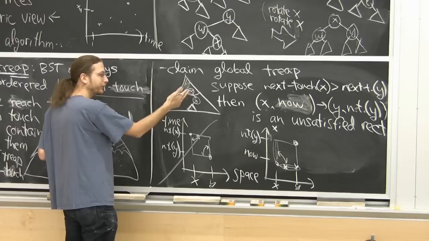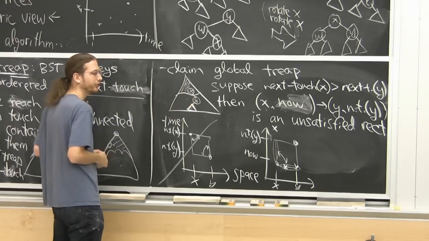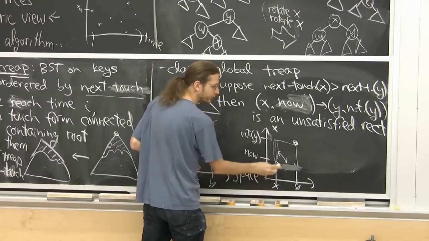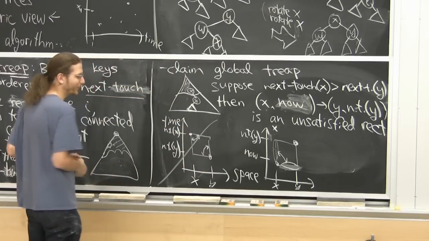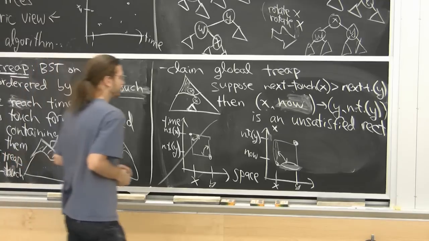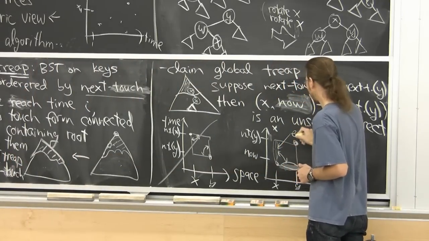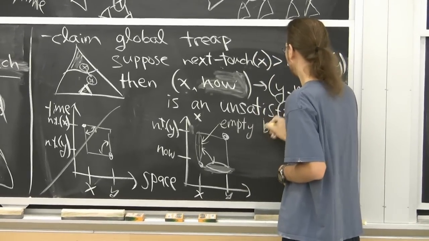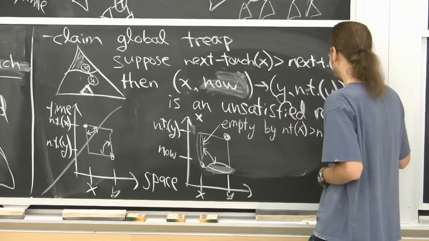This is supposed to be an interface between inside the set of touched nodes and outside the set of touched nodes. So there can't be any points in here, which means this is empty, which means you weren't satisfied. Okay, maybe I should write down the words to go with that argument. So this part is empty by next touch of x being greater than next touch of y.